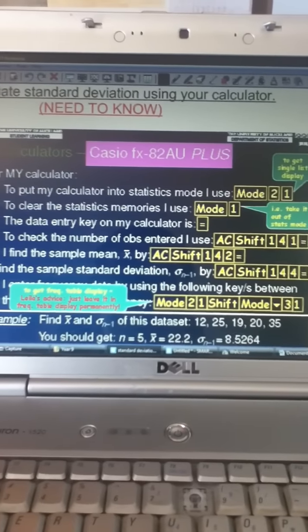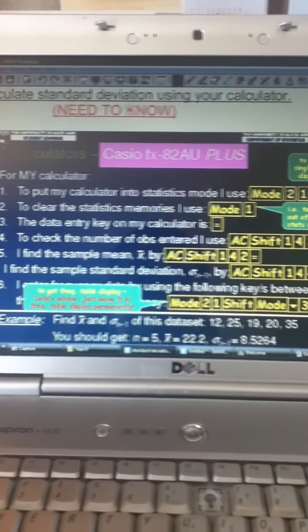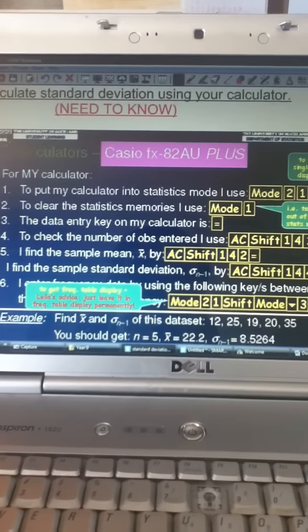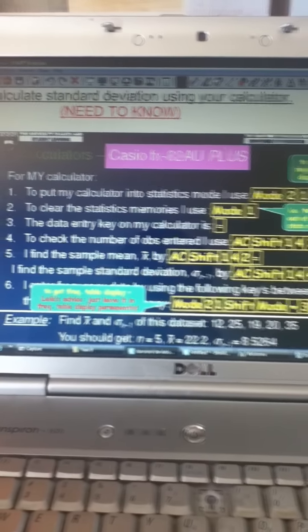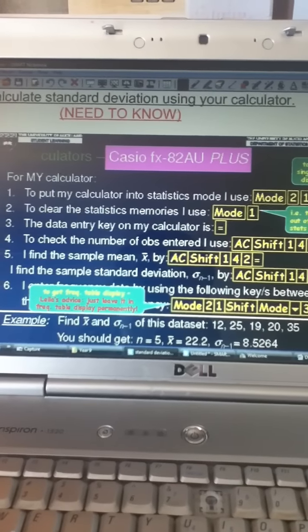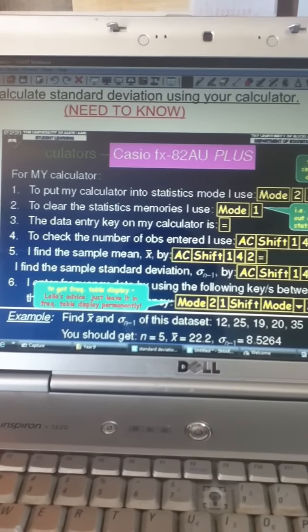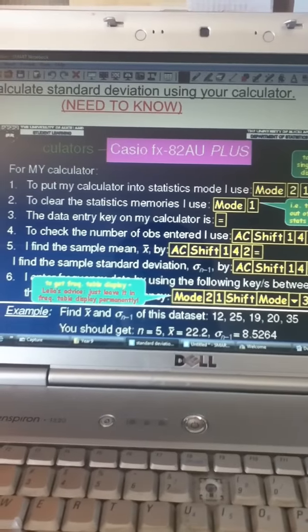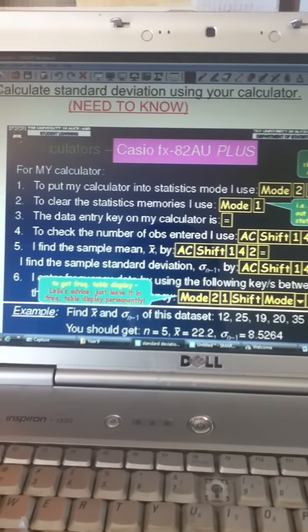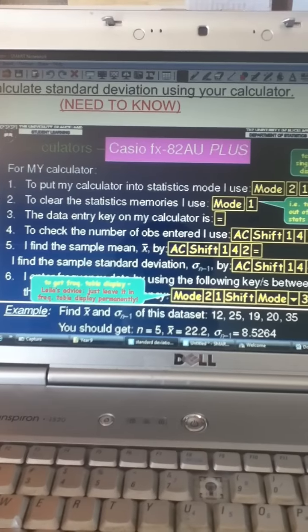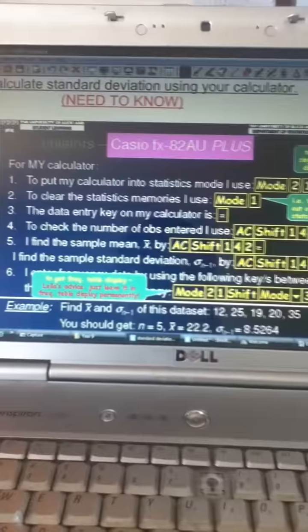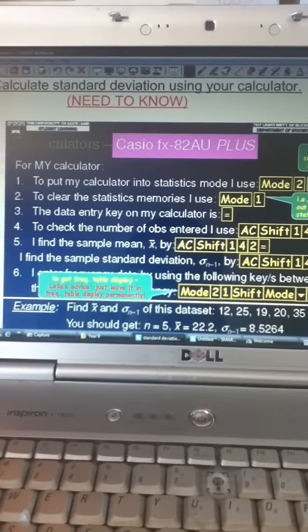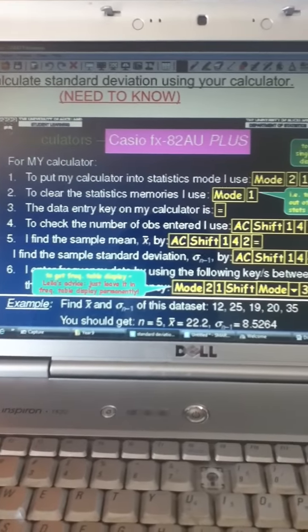Hi class, what I'm doing today is going to show you how to enter the scores and find the mean and standard deviation using the Casio FX82AU+. You can use these steps as well for the Casio FX82AU, but for step 6 it's a bit different with the keys. Anyone who has any other models or calculators, can you please look onto someone with the Casio FX82+.